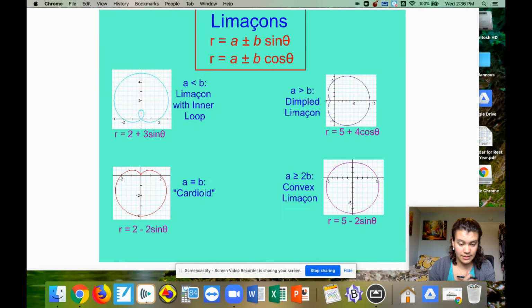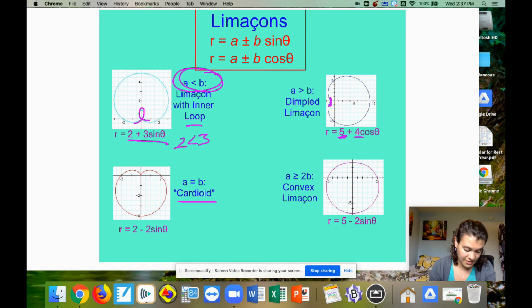Limacons are like this. There are 4 different types. If you have a loop right here, that's a limacon with an inner loop, and it's because your a is less than your b. So 2 is less than 3. A dimpled limacon has a little soft dimple here, so it's like a curve inside. Here your a is greater than your b.